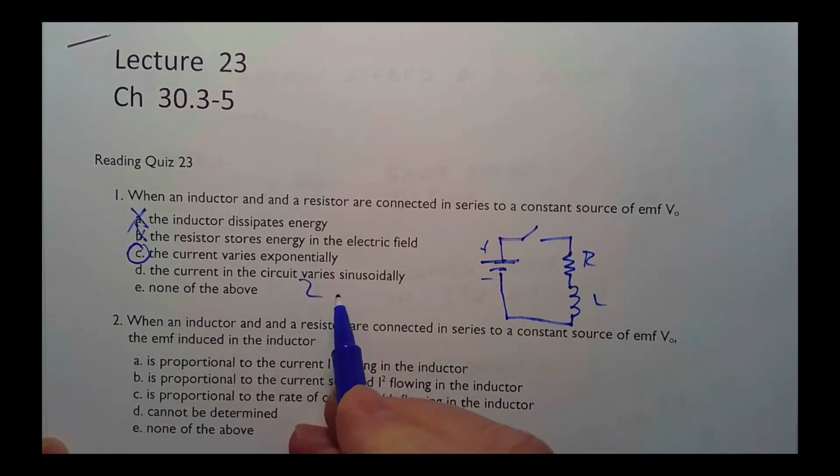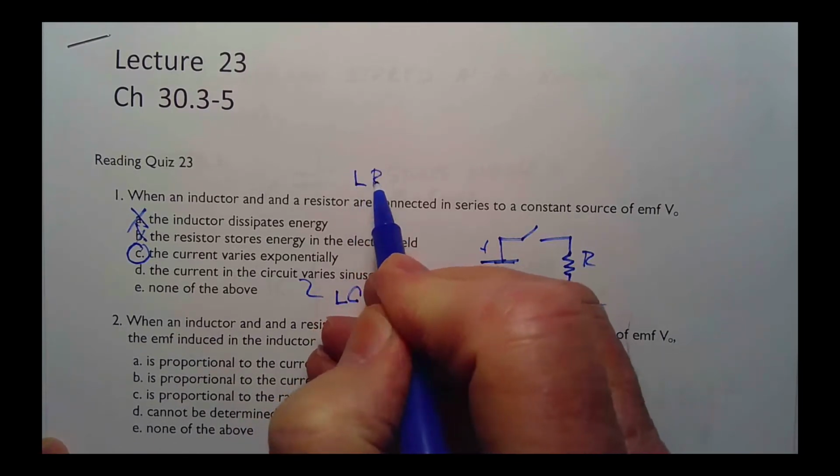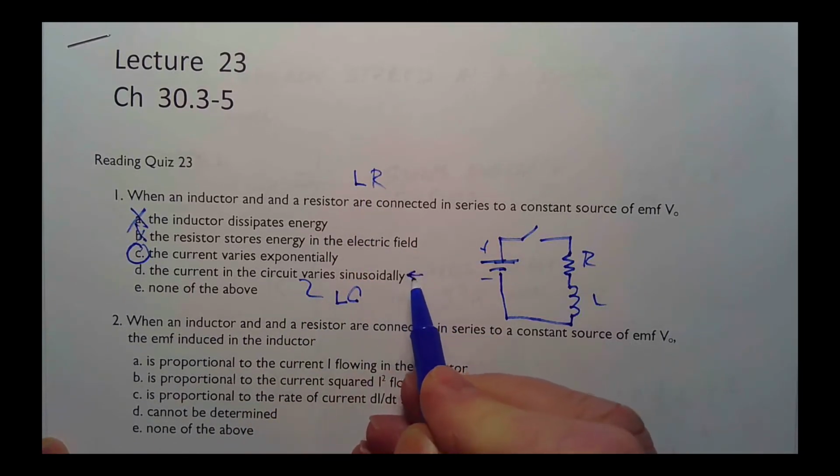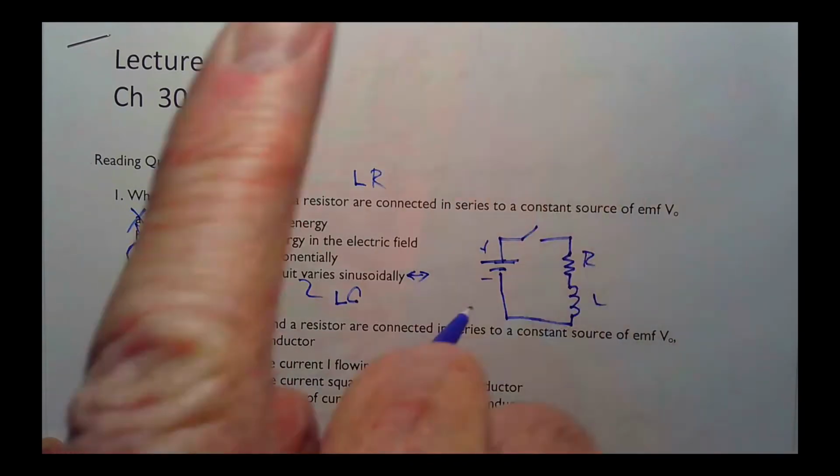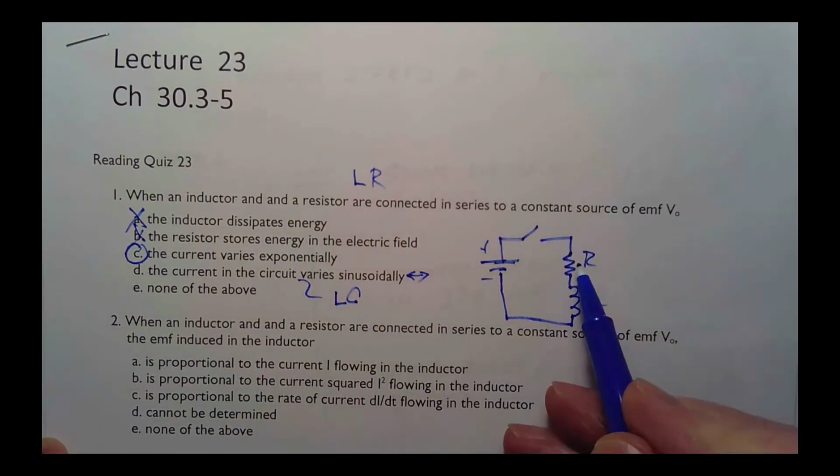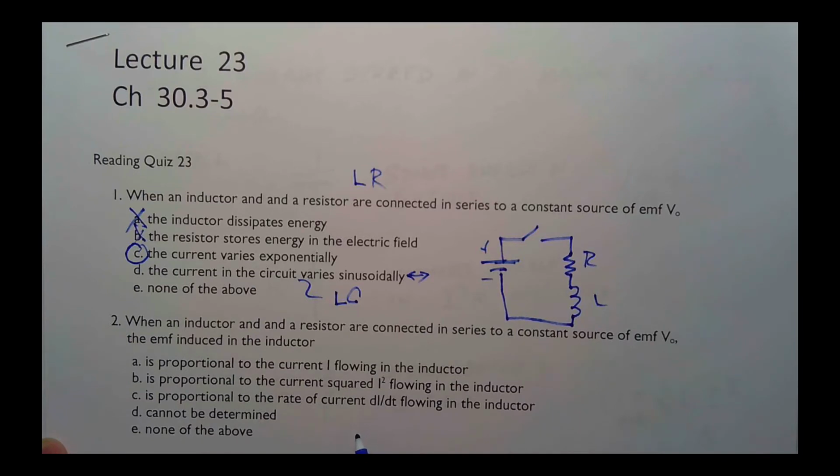We're going to see this for an LC circuit. This is an LR circuit, and that's going to make an oscillator. It's going to make a sinusoidal variation. But for this circuit, we have exponential decay.